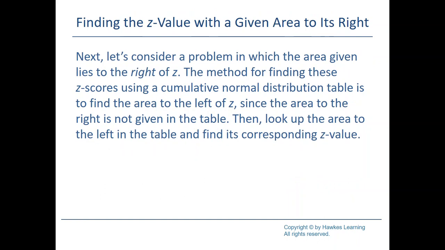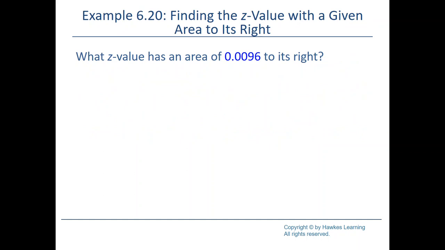Now let's consider the problem which gives the area that lies to the right. Now, the method for finding z-scores using the cumulative normal distribution tables is only for those tables that give area to the left. Since the area is not given that way, we have to find the corresponding area that's actually on the left of the curve, which is where these drawings are really helpful.